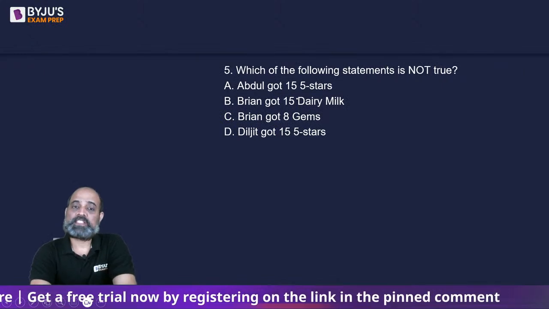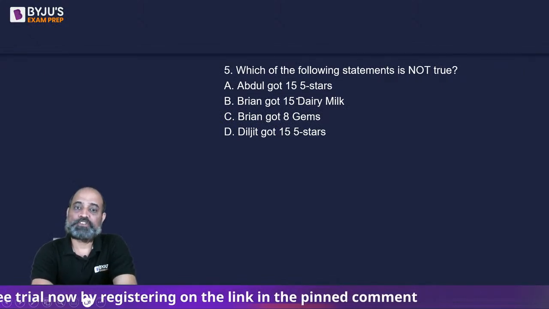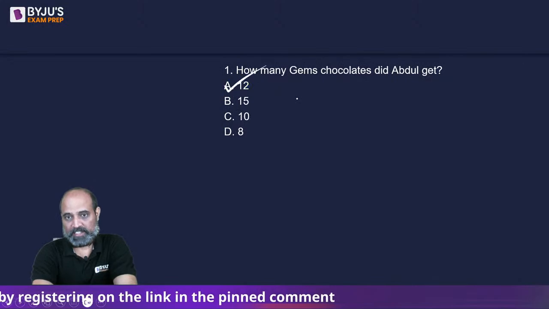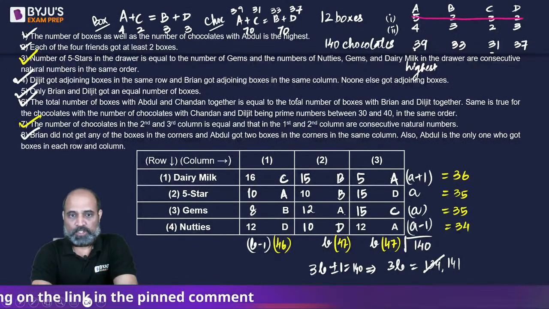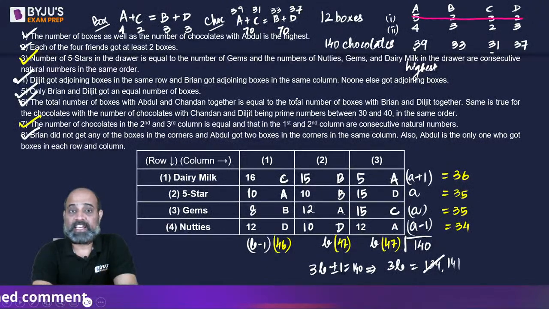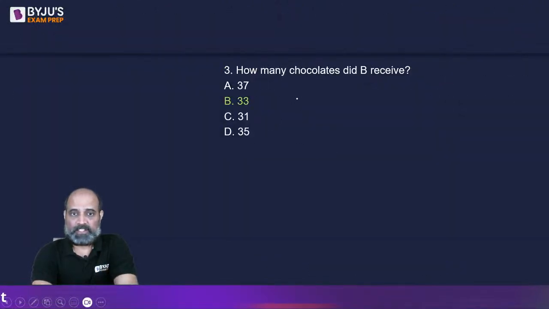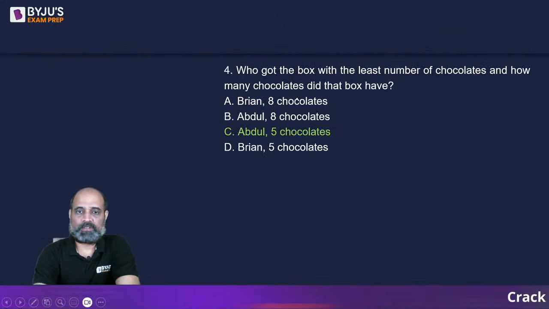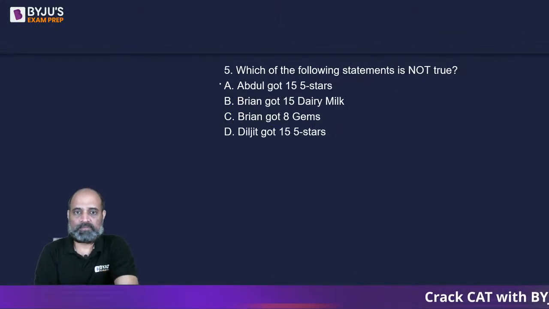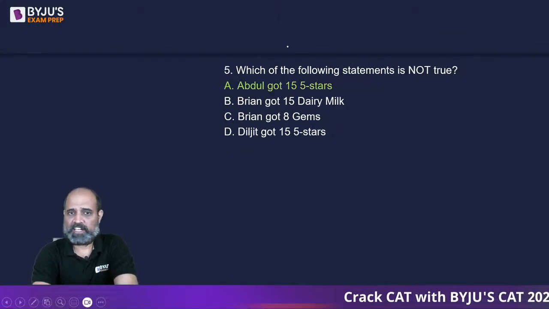Which of the following statements is not true? Abdul got 15 5 stars. Check karte hain. Abdul got 15 5 stars. No, Abdul got 10 5 stars, right? So A. आगे check करने की जरूरत नहीं है.